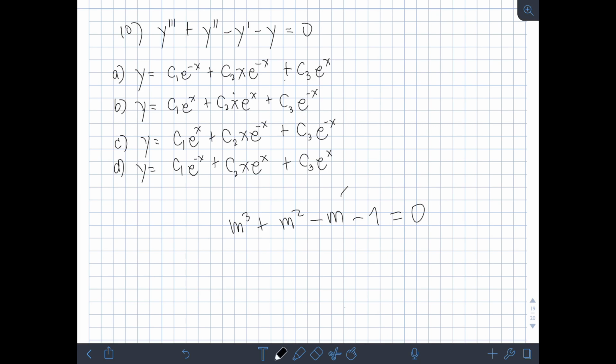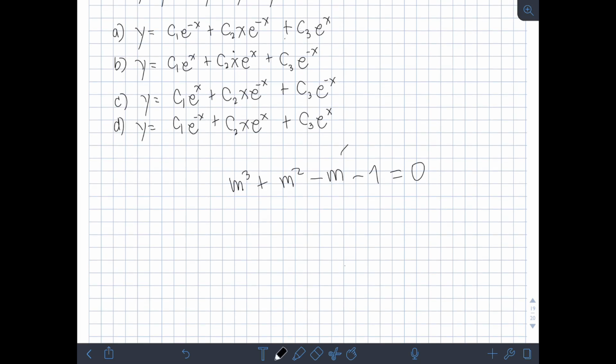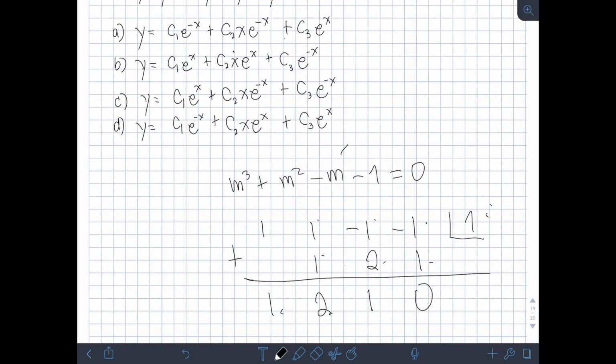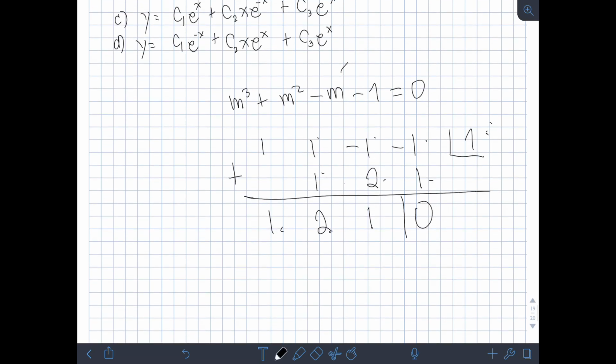So, dahil cubic siya, try natin mag-trial and error, synthetic division. So, sulat natin yung numerical coefficient ng m. So, 1, 1, negative 1, negative 1. Then, try natin sa 1, kasi yun yung possible root nito eh. So, bring down 1. 1 times 1 is 1. 1 plus 1 is 2. 2 times 1 is 2. Negative 1 plus 2 is 1. 1 times 1 is 1. Negative 1 plus 1 is 0. Okay, so therefore, 0 yung remainder, root itong 1.